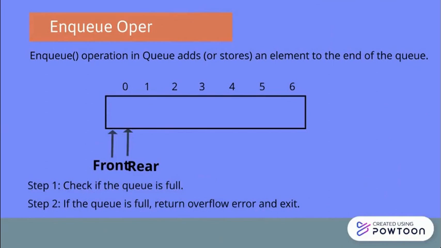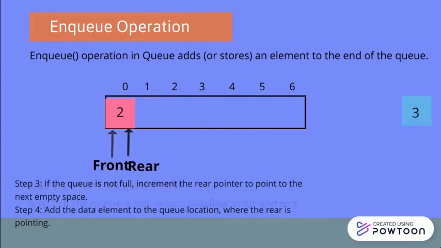So enqueue is an operation that adds an element at the end of the queue. In order to perform enqueue, we must follow some steps. First step is to check if the queue is full. Obviously, if the queue is full and there is no space to add an element, then we couldn't add the element. So in that case, we must return an overflow error and exit.